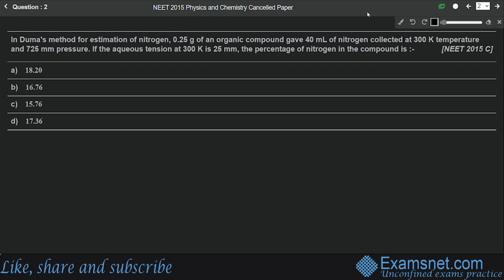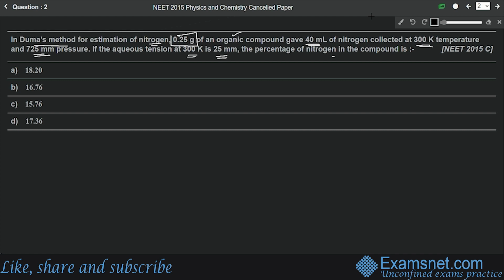Question number 2 is from the chapter Organic Chemistry, Some Basic Principles and Techniques. The question is: in Dumas' method for estimation of nitrogen, 0.25 grams of an organic compound gave 40 ml of nitrogen collected at 300 Kelvin temperature and 725 millimeter pressure. If the aqueous tension at 300 Kelvin is 25 millimeter, then the percentage of nitrogen in the compound is.